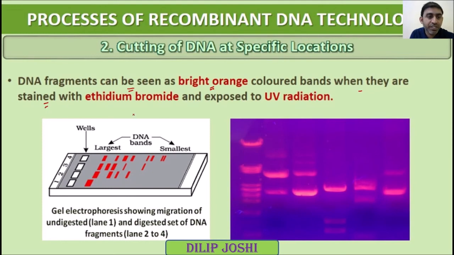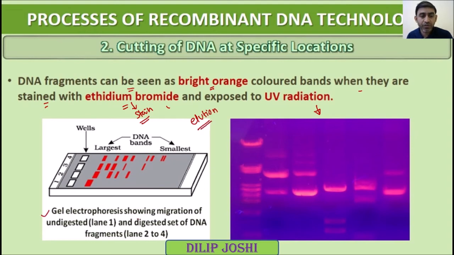Stained means coloration is given with the help of this stain. This is the stain, ethidium bromide. So after giving the stain with this ethidium bromide, it is followed by exposure to UV radiation, giving bright orange colored bands like this one. And the separated bands of DNA are cut from the agar gel and extracted from the gel piece. This step is called elution.